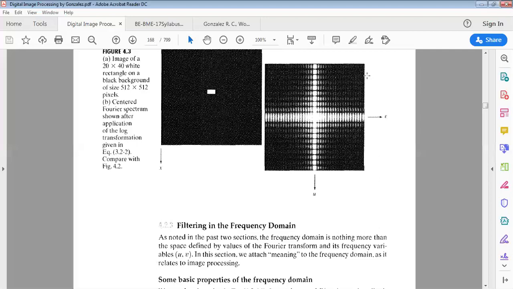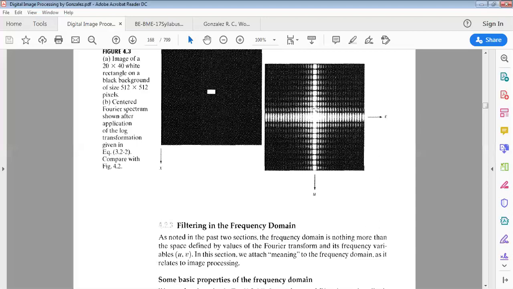DFT: multiplying the input image f of x,y by minus 1 raised to x plus y, how we center the transform, and if you set the origin to 0, F of 0,0, we get the average value. We also found out that F of 0,0 gives the average value of the particular image.